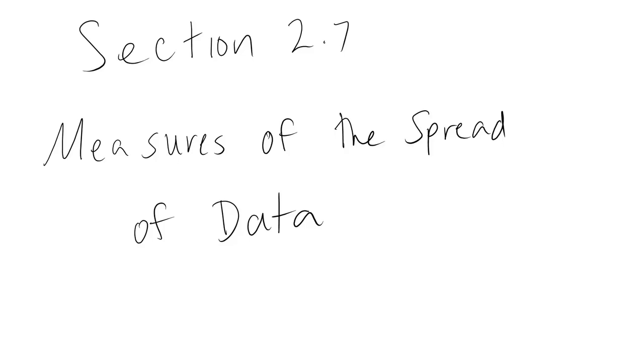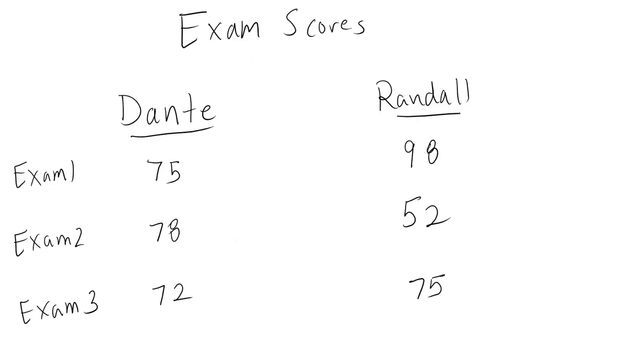Let's begin by looking at an example where the measures of center don't do a very good job of distinguishing between two sets, but you can tell that they're different in some way. Here I have exam scores listed for two students, Dante and Randall. Dante scored a 75 on exam 1, a 78 on exam 2, and a 72 on exam 3. Dante's scores are very consistent and close together. Randall, on the other hand, is much more spread out and varied. Randall scored a 98 on exam 1, a 52 on exam 2, and a 75 on exam 3.